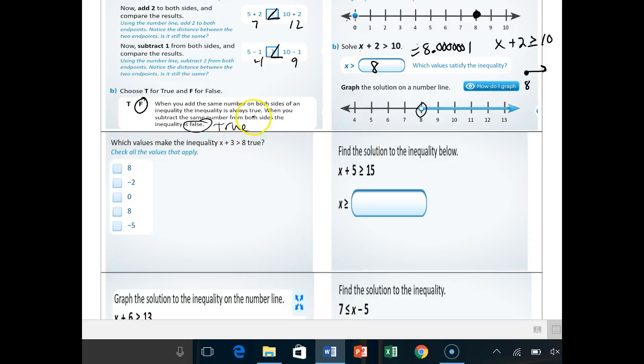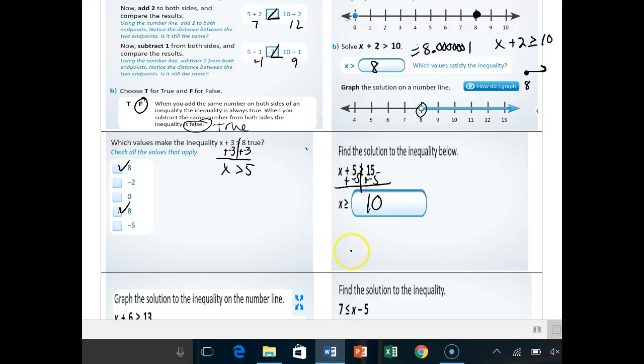X plus 3 is greater than 8. So if I solve this, it's the same way you solve just a one-step equation, right? X is greater than 5, right? So anything bigger than 5 makes this true. So 8, I don't know why they put 8 there twice, but all those other ones don't make it true. For this one, again, same way, you just add -5 to both sides, and you get 10, right?